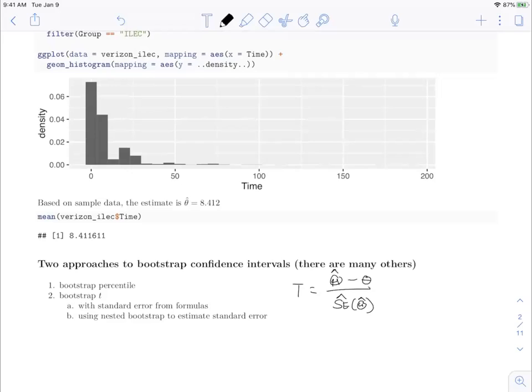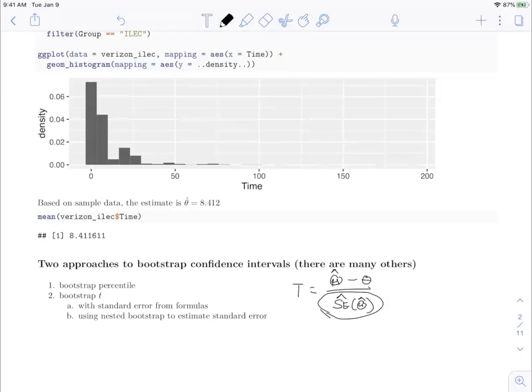In the denominator of this statistic, you've got an estimated standard error that you need in order to calculate that pivotal quantity. In this particular example, you have a formula for the standard error, and we'll see that a little bit later on. But in some examples, you might not have a formula for the standard error. In that case, you need to get an estimated standard error using a second bootstrap. So we're going to have two variations on a bootstrap T confidence interval: one where you just have a formula for the standard error, and one where you need to do nested bootstraps to deal with that issue.